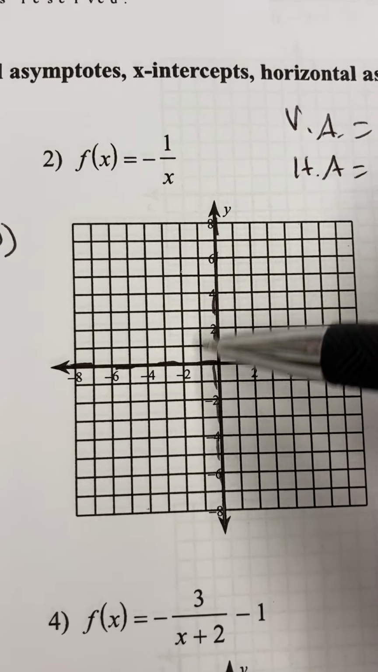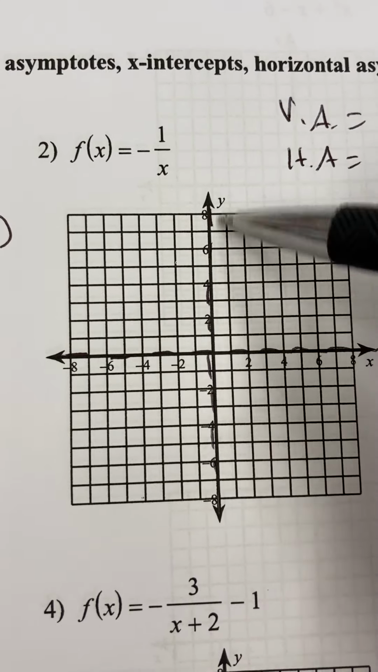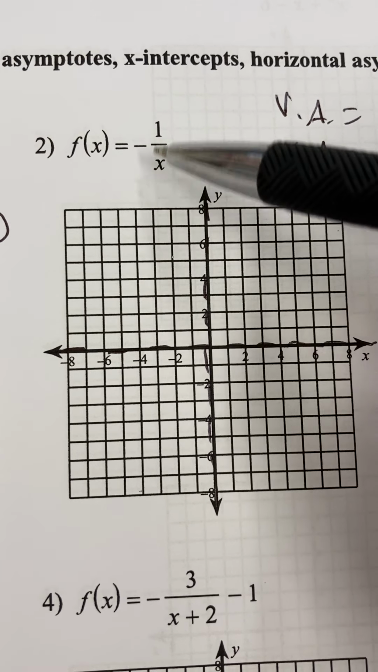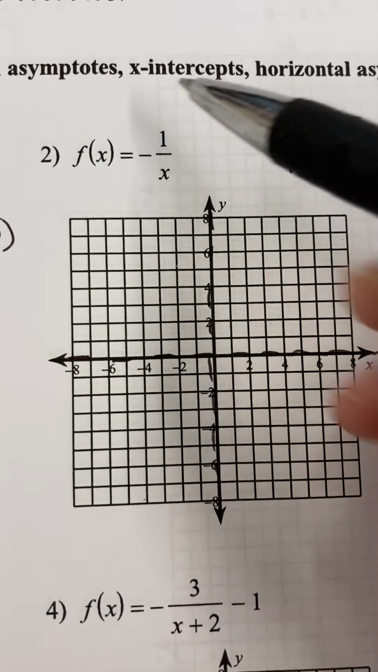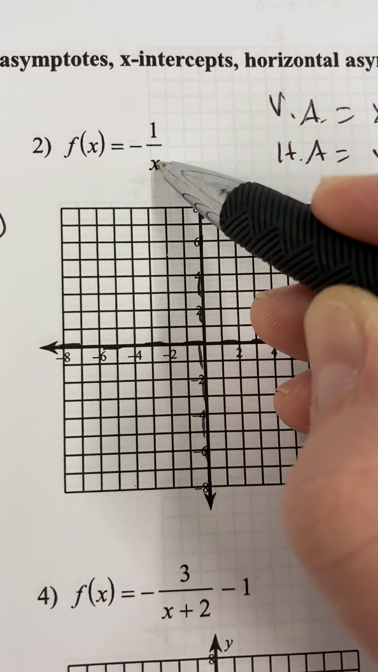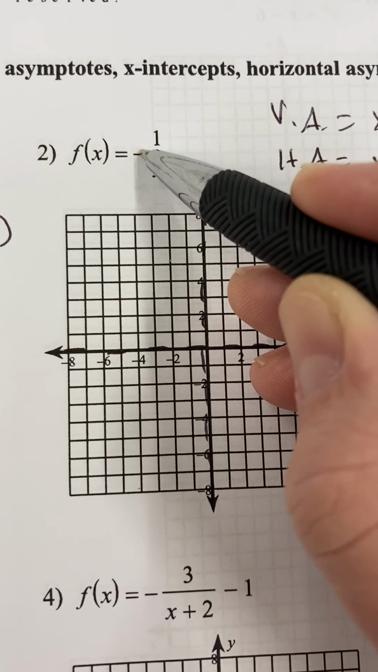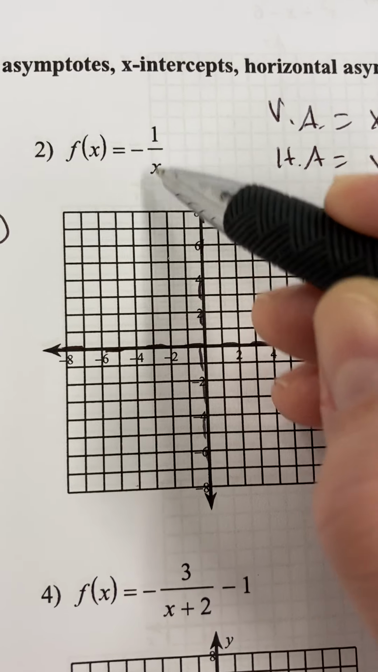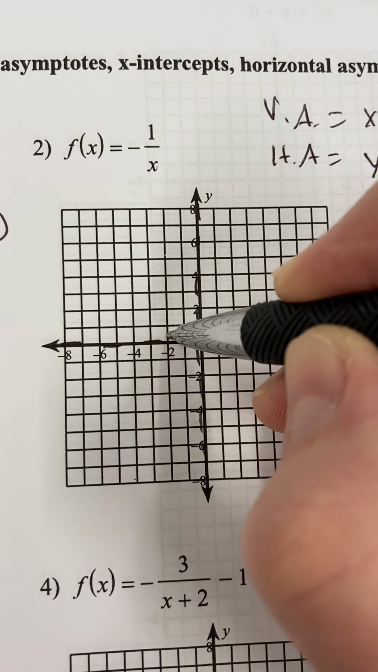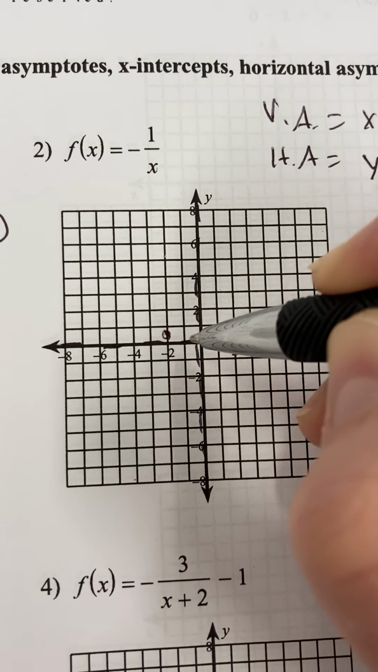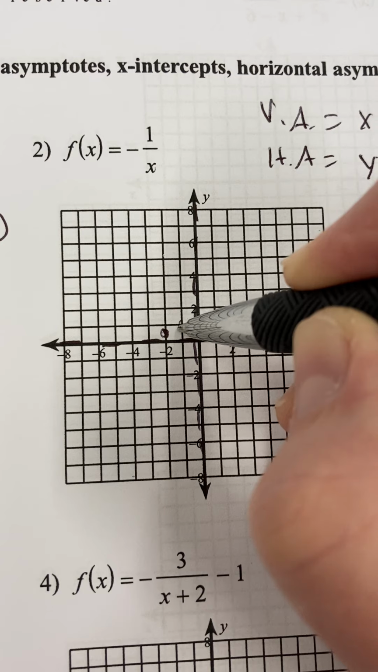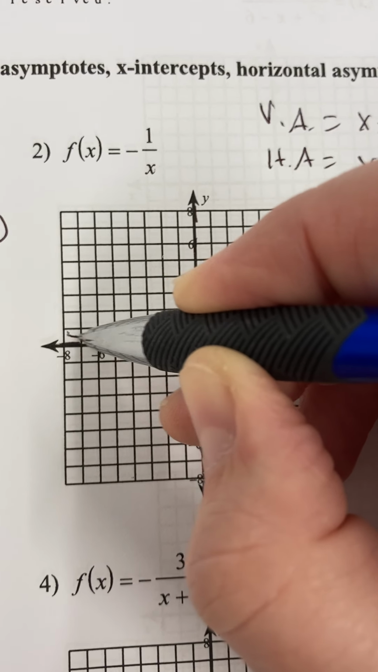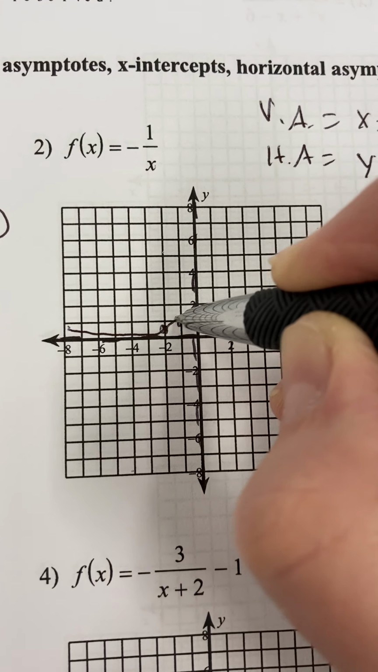So you can test a number to the left of this one right here. Let's just take -2. We're going to plug in a -2 here. If I put a -2 in, this negative makes it a positive, so I just get 1/2. So at -2, I'm at a half. If I plug in -1, I'm at +1. So it's going to come like this.